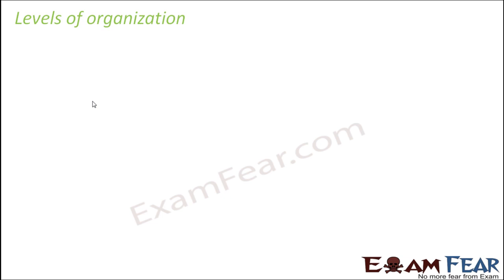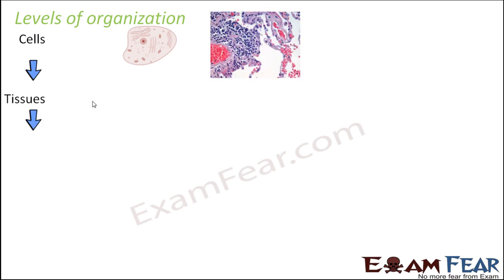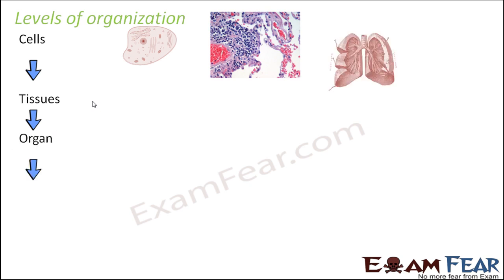When I say levels of organization, the first step, the basic building block, is nothing but a cell. Now these cells group together and specialize in some function, like a group of cells which perform a similar function, or a group of cells which are similar in structure. They group together to form tissues. Again, these tissues will group together to form an organ.